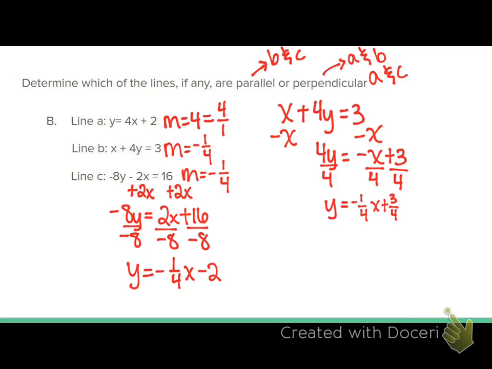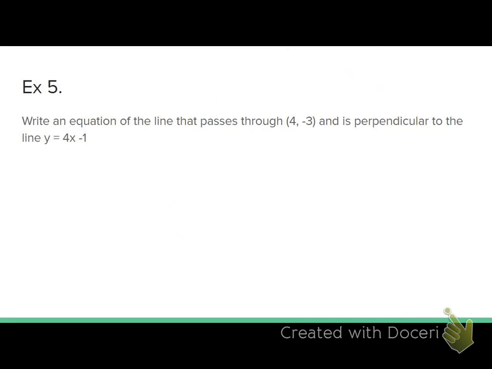Okay, I know some of you might still need a little more time on that problem, but we're going to move on to the next one because we got to get through at least this next example. We are going to write the equation of a line that passes through this point and is perpendicular to the line they gave us.